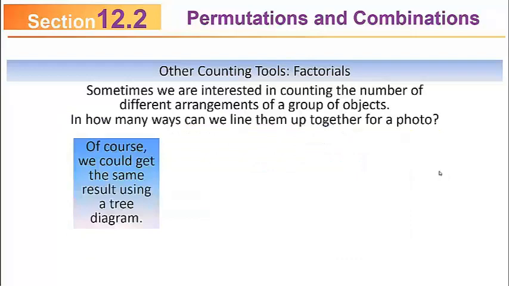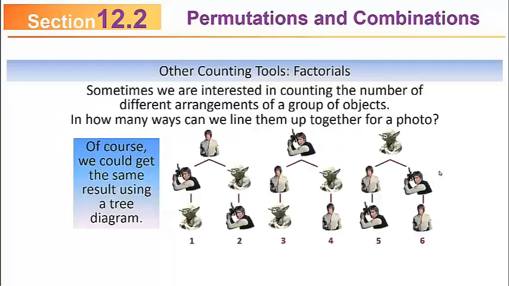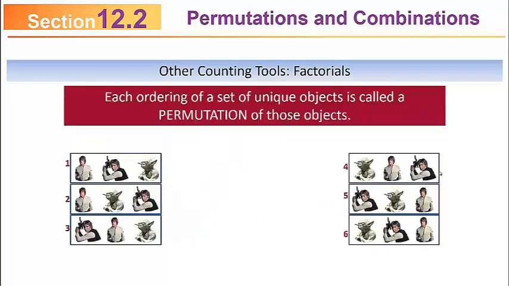You could do this with a tree diagram as well. If you were to break it out that way, you could start off with Luke and branch to either Han and Yoda and so forth. But the point is, either way you do it, there are 6 possible ways of arranging 3 people in line to take a photo. Each of those 6 orderings is called a permutation of those objects. So there are 6 permutations of 3 things taken together.